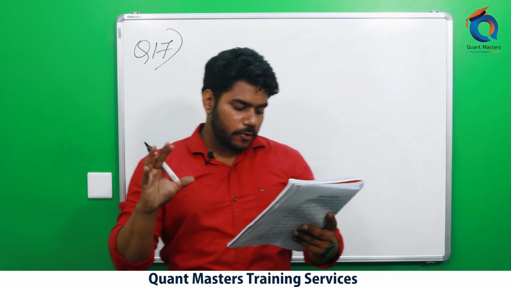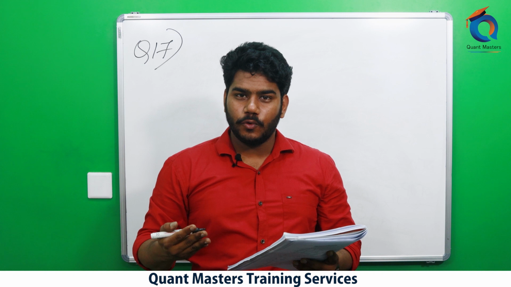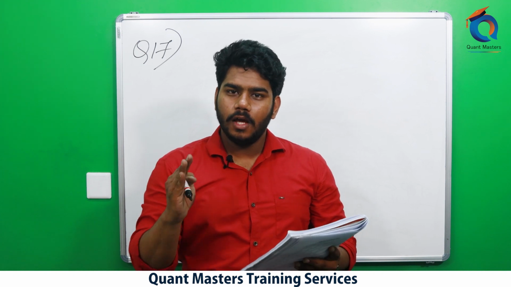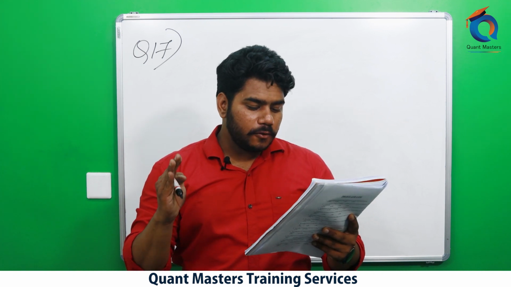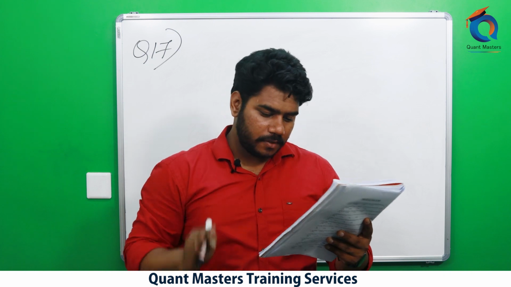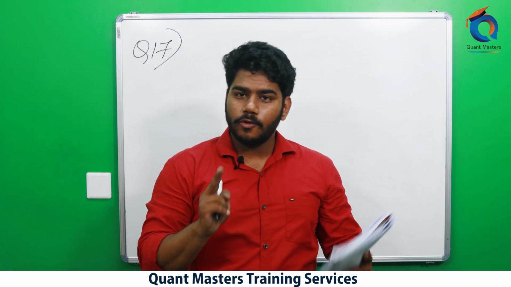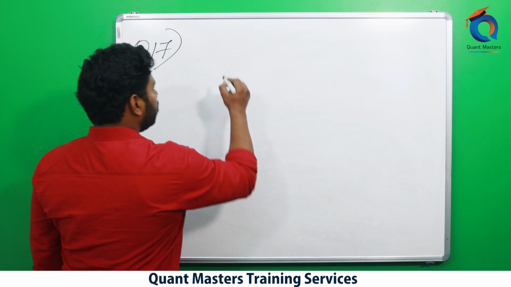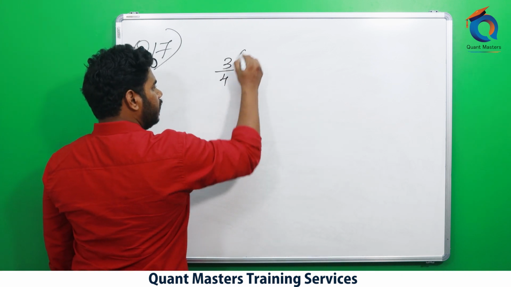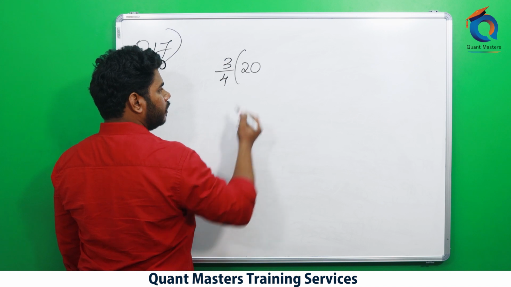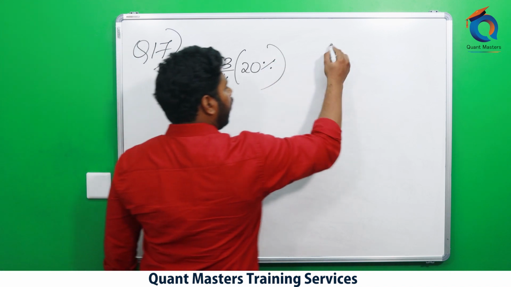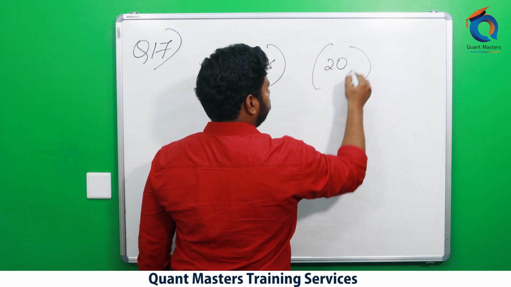In the textbook, if you just open and check, it will be a one-page solution, okay? I'll just give you within one line how to solve this problem. A dealer sold 3/4 of his articles at 20% profit and the remaining at 20% loss. Find his overall profit percent. People, very simple. 3/4 of the articles is selling at 20% profit and the remaining at 20% loss.